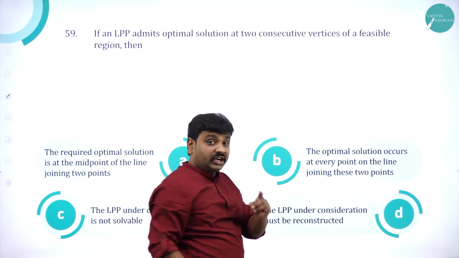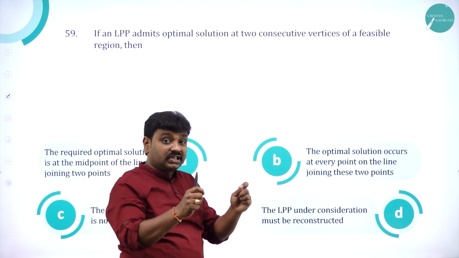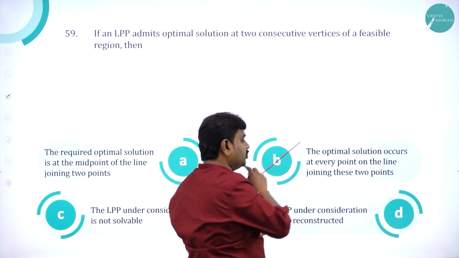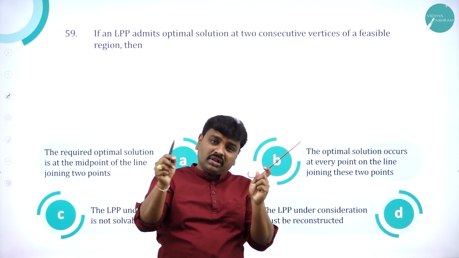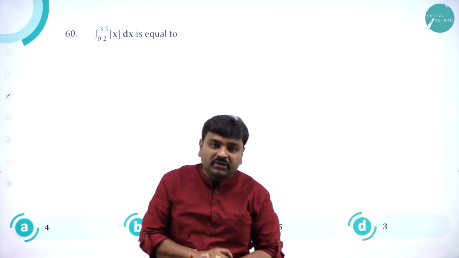See, all of you know, if you get more than one optimal solution, then it occurs at all the points joining the line. One of the interesting and important concepts, option B. If I get maximum or minimum at 2 points, then all the points joining that line will give the optimal value. Okay, now we'll go to the last question.